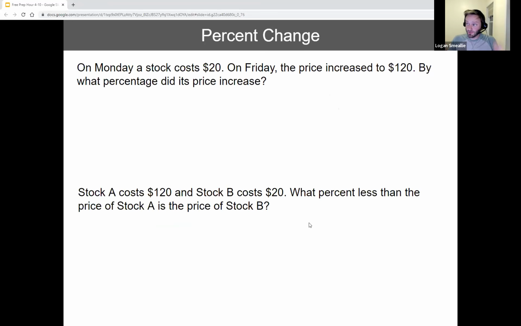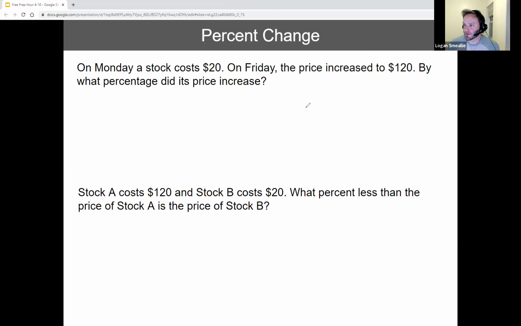This slide, if any of you are GRE Free Prep Hour super fans, you saw my colleague Jerry teach exactly this slide a couple months ago. But I'm going to run through it real quick because this is going to show us importantly the formulaic way of solving percent change.